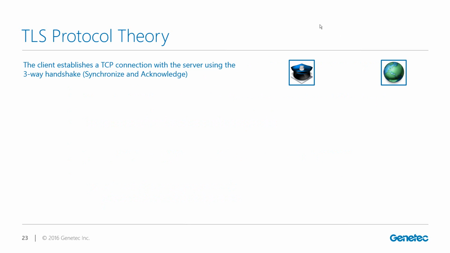Okay, so let's step through a quick example of what happens between a client and a directory when we're establishing this TLS connection. So the first thing that happens here is the client establishes a TCP connection with the server, and that's using a standard three-way TCP connection using synchronize and acknowledge. So the client sends the synchronize, the directory acknowledges that, and sends an acknowledgement back, which the client receives.